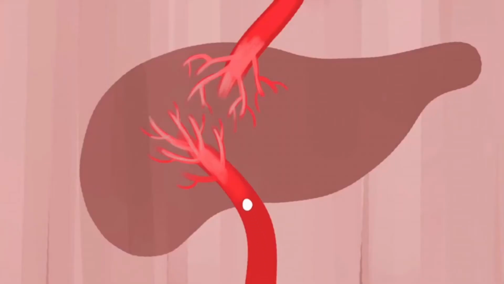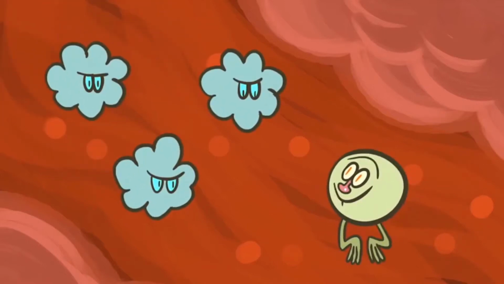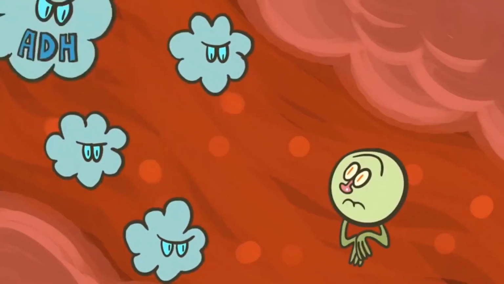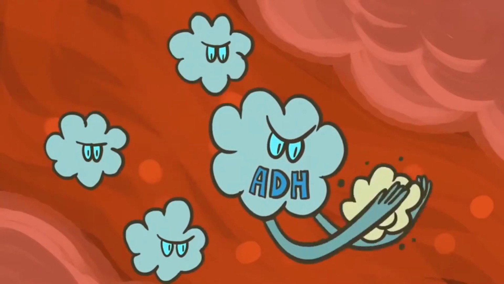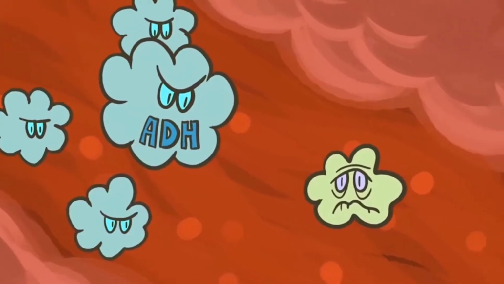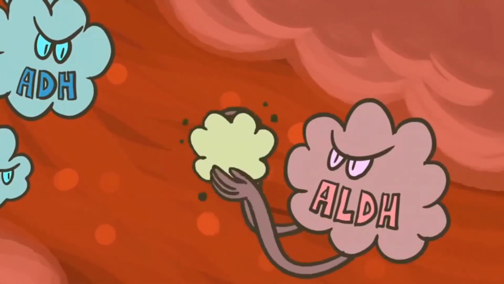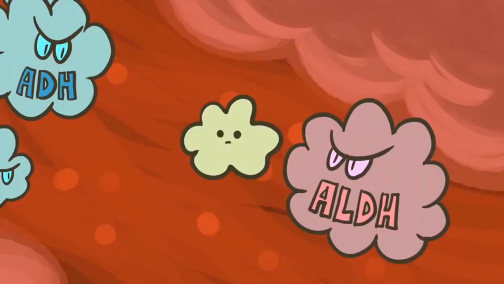From the blood, alcohol goes to the organs, especially those that get the most blood flow, the liver and the brain. It hits the liver first, and enzymes in the liver break down the alcohol molecules in 2 steps. First, an enzyme called ADH turns the alcohol into acetaldehyde, which is toxic. Then, an enzyme called ALDH converts the toxic acetaldehyde to non-toxic acetate.